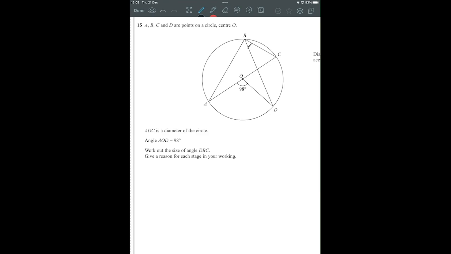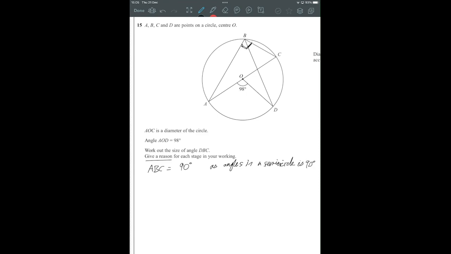Well, actually, the two things we've just mentioned are exactly what is needed. Careful though, it does ask for reasons. So every single number I write down, I need to justify. So let's use the AOC being the diameter first. So that's going to tell me that angle ABC is a right angle, as angles in a semicircle, I apologise for my writing, is 90 degrees. So that's telling us there that ABC is a right angle.